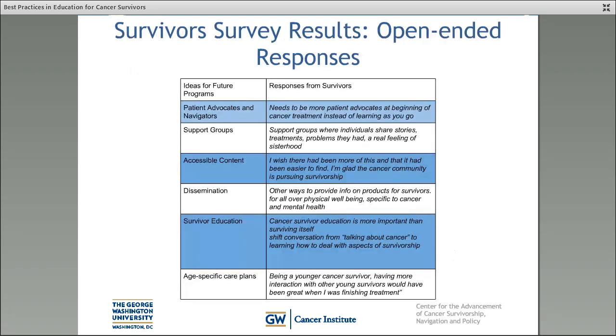We also asked survivors for their additional comments to get some qualitative data as well for the survivor survey. Survivors called for more advocates to help with education throughout treatment and beyond. They wanted support groups for peer support, including groups specifically for young survivors. They called for greater ease in finding survivor education programs, and I thought this was really great feedback. They called for a shift in the conversation from talking about cancer to learning about how to deal with these survivorship issues.